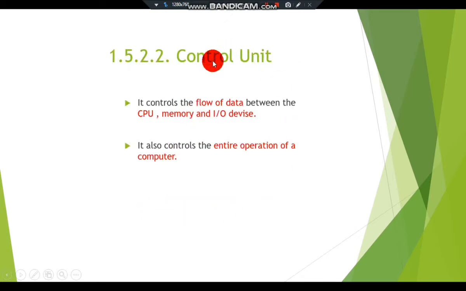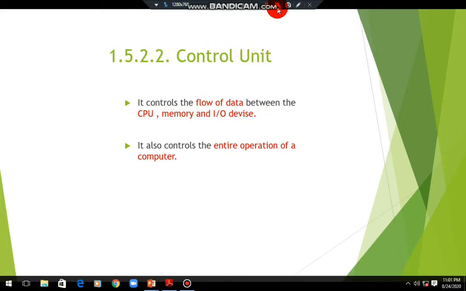Now I will show the next unit, the control unit. I already told you in the block diagram what symbol is used for the control unit. Dotted line. Yes, can you remember? Very good. So the control unit controls the flow of data between the CPU, memory and IO devices. How the data is transferred from one unit to another, one device to another, is controlled by the control unit.